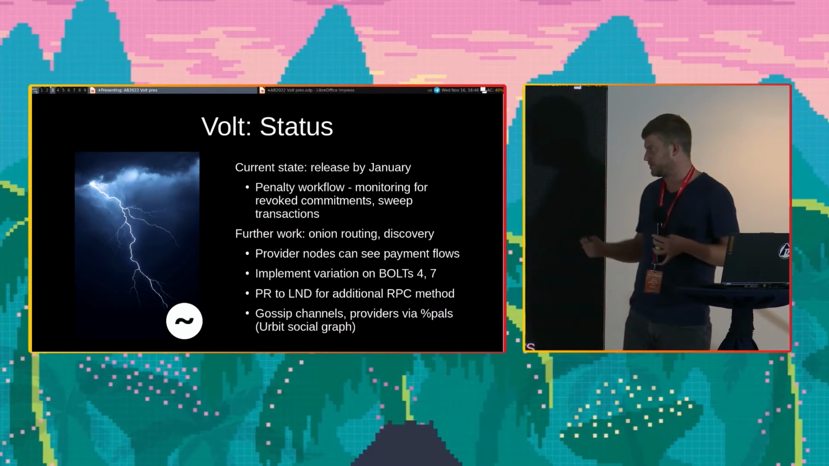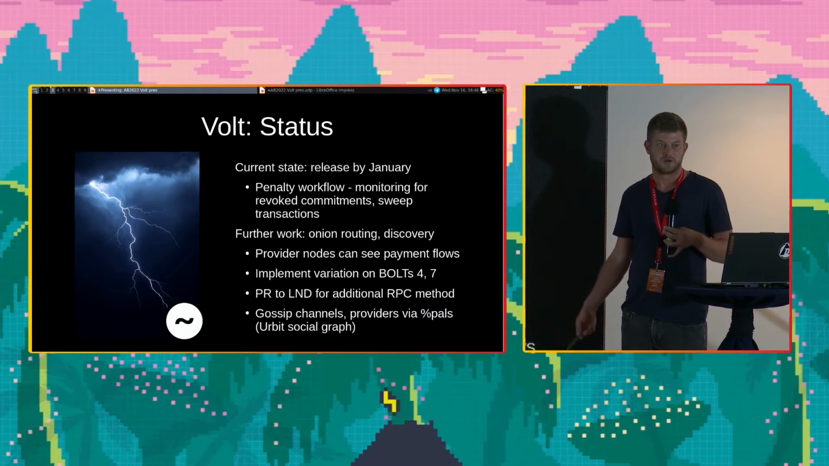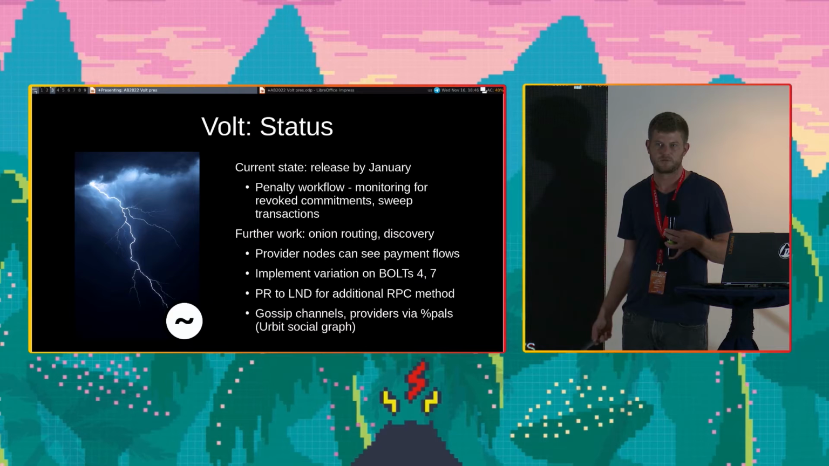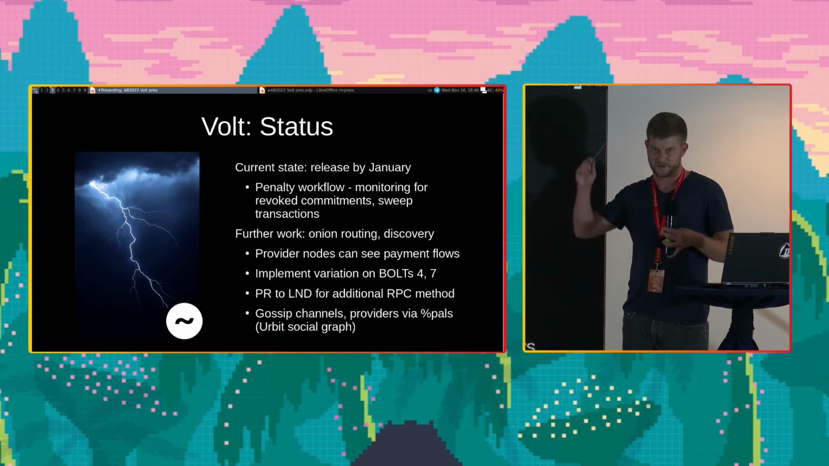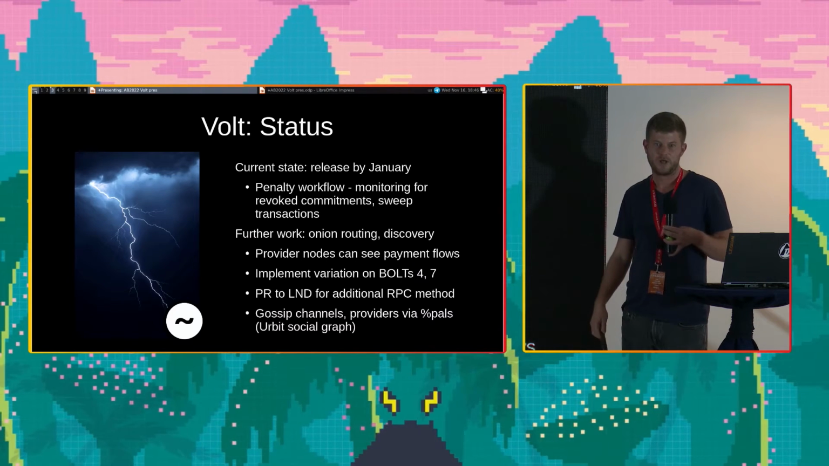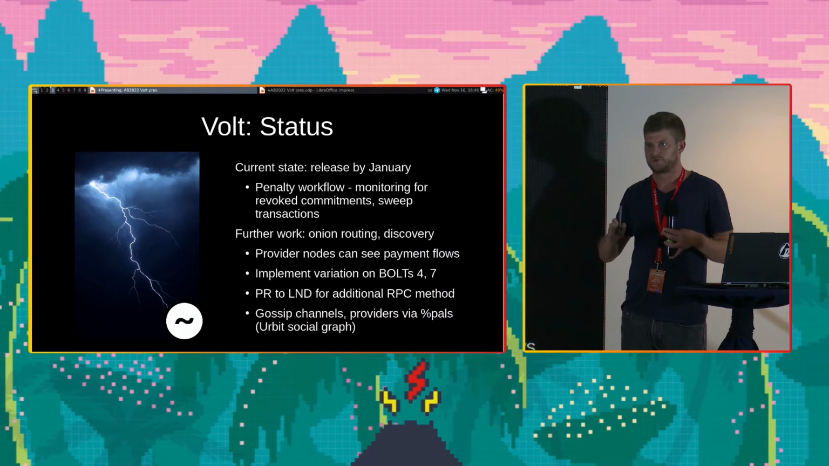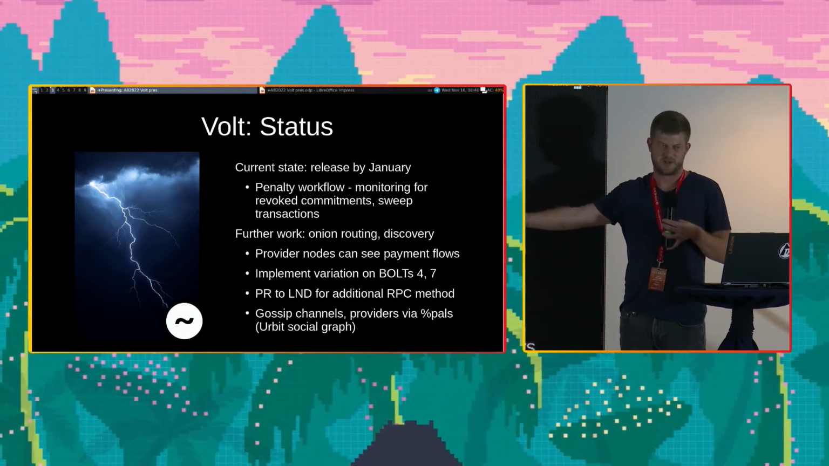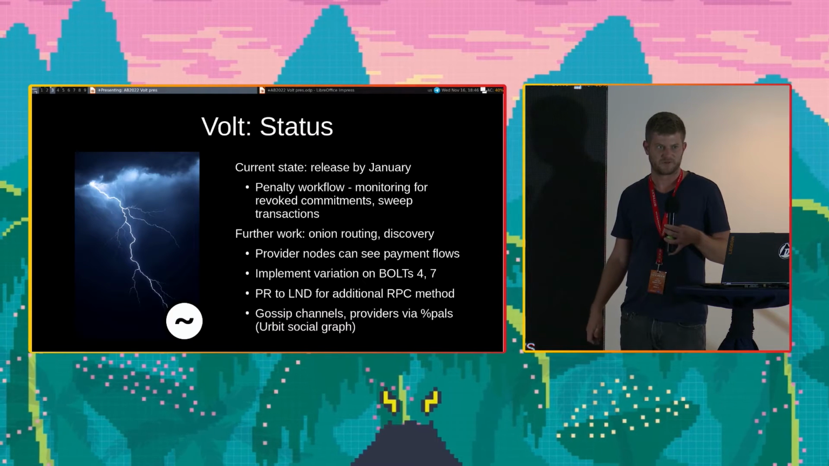And I say it's in beta because the further work that needs to be done is onion routing. Right now, Volt Provider nodes can see the entire payment flow coming from interior nodes in and out of the external network. But that doesn't prevent using it in a secure way. It's just a privacy issue. So I boxed that into a separate phase of work that's going to follow this one.